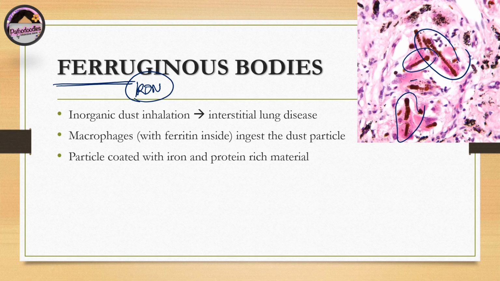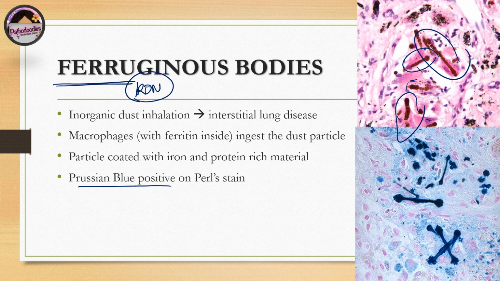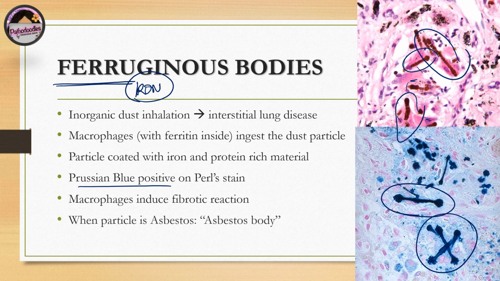You can even see some nice giant cells here. Can you make out the macrophages? There's a nice reaction to it. Now, because they contain or are coated by hemosiderin, you will have a Prussian blue positive reaction on Perls stain. If you do Perls stain, you'll see these nice dumbbell shaped structures, which are quite characteristic of asbestos. So when the particle in the ferruginous body is asbestos, you call them asbestos bodies. And remember, they induce a fibrotic reaction.